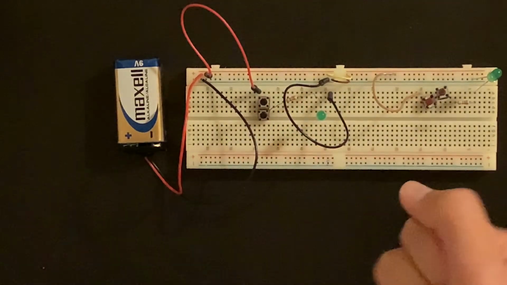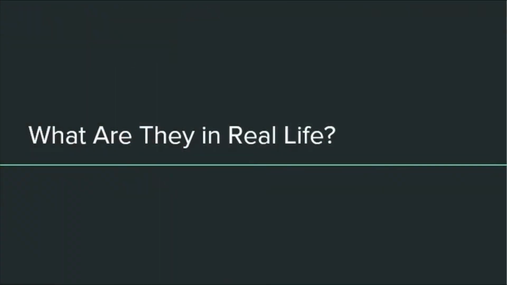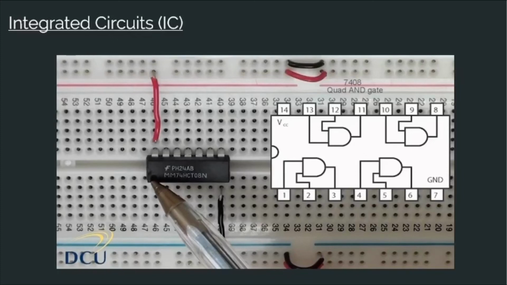But wait, does this mean that our computers and devices have all these wires and gates and circuits inside of them? Well, yes and no. There is something called ICs, or integrated circuits, and that's what our devices have inside of them. Here's an example of an IC. This IC has 4 AND gates inside of it.